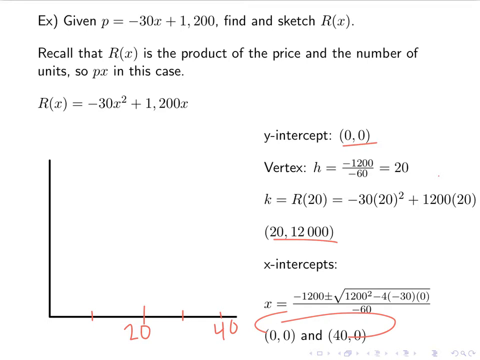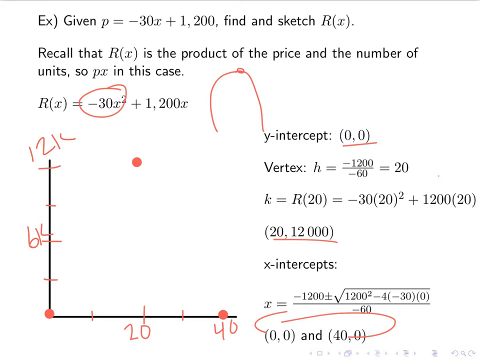So don't forget that our parabola will be opening downwards. So my vertex is the maximum. So I want my 12,000 to be near the top. So I'll have 6,000, and then maybe make some more. So I'll go by 3,000s for each tick mark. Okay, and then I will plot my points. So I have the origin. I have 40, 0. And then I have my vertex right around there.